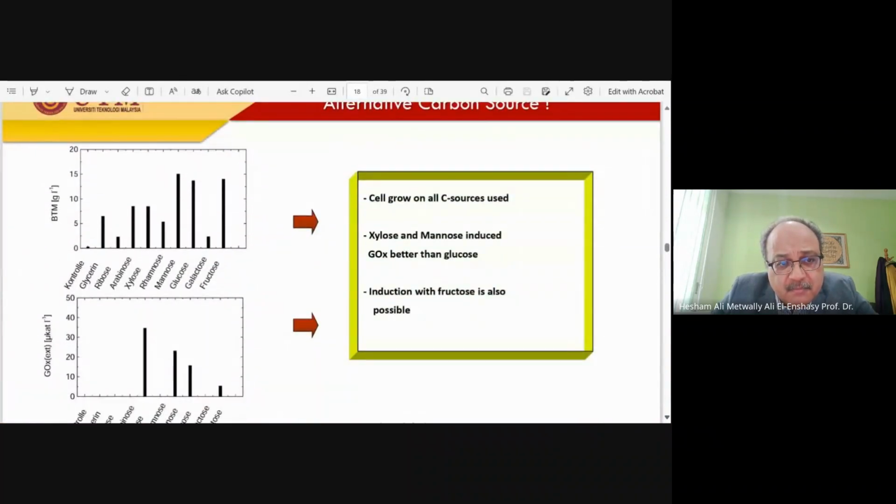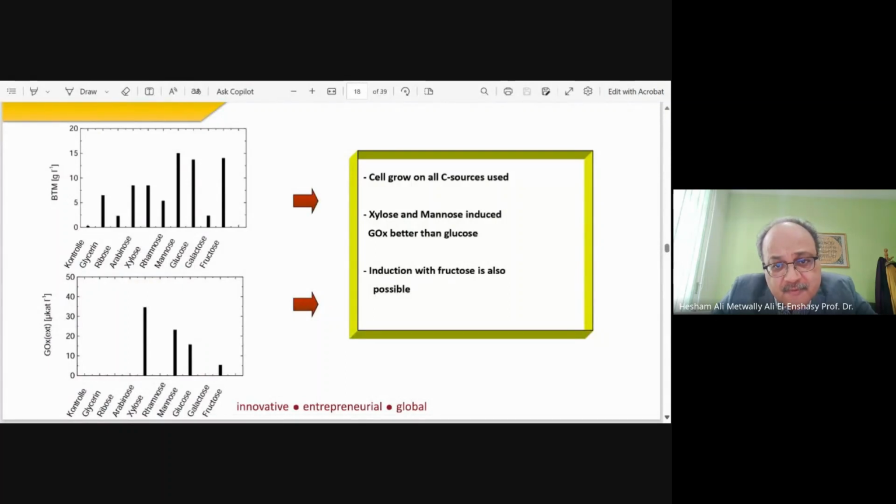To solve the problem of gluconate production and limitation of substrate, we look for different carbon sources. And we figured out that in this type of recombinant microbe, we can use xylose and mannose to produce glucose oxidase better than glucose. But because of the cost, mannose is very expensive compared to glucose, while xylose has a reasonable price. We made cultivations using xylose. But we compare xylose, fructose, which can also induce the production, and glucose.